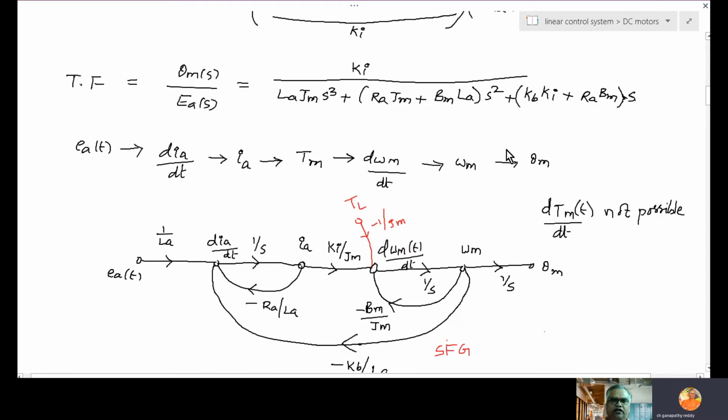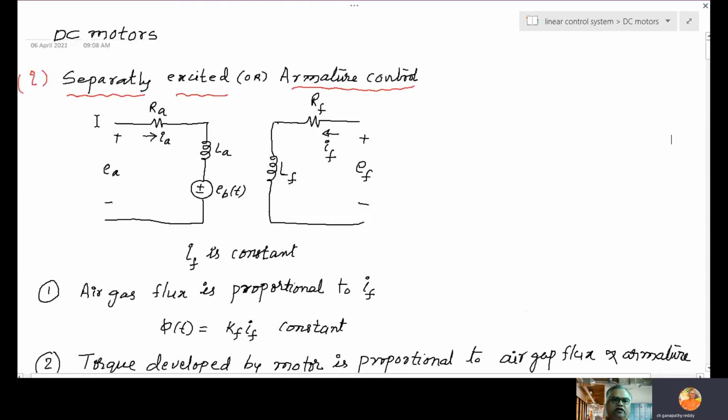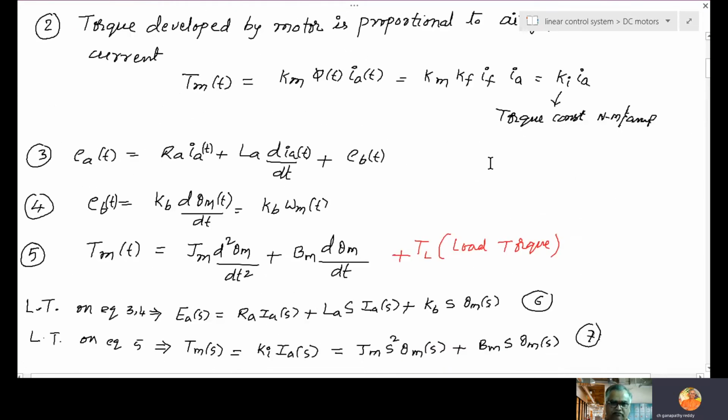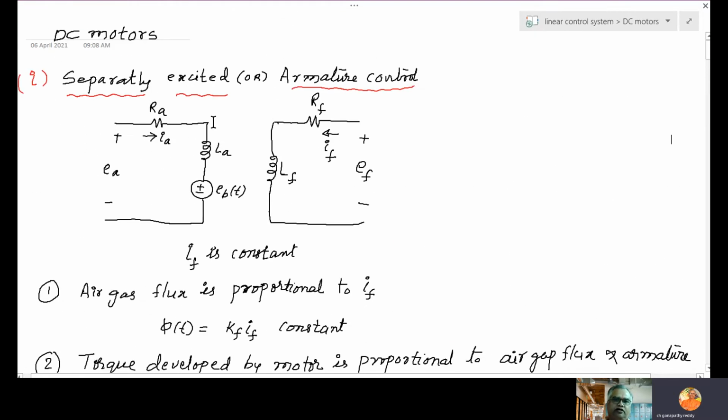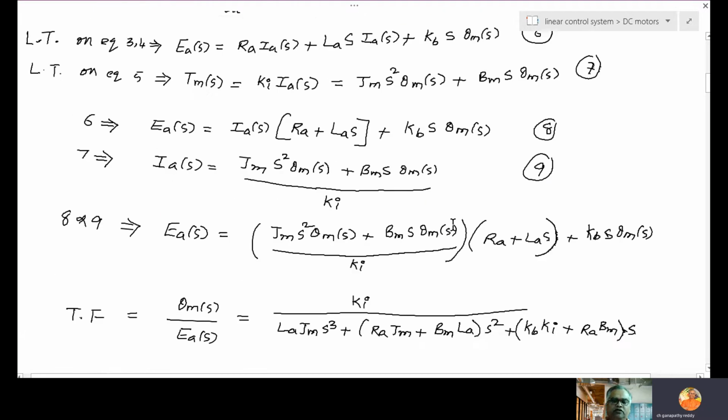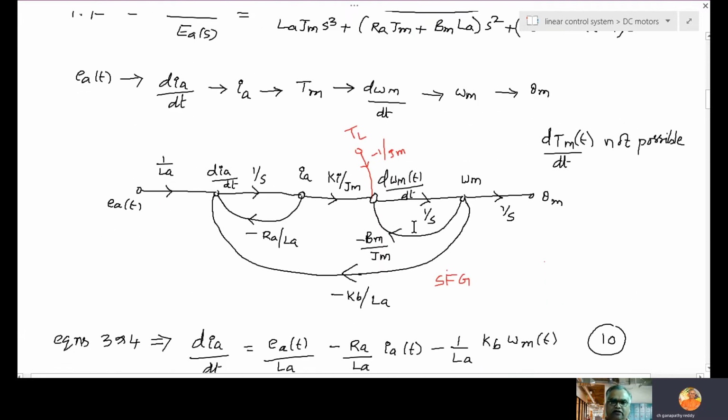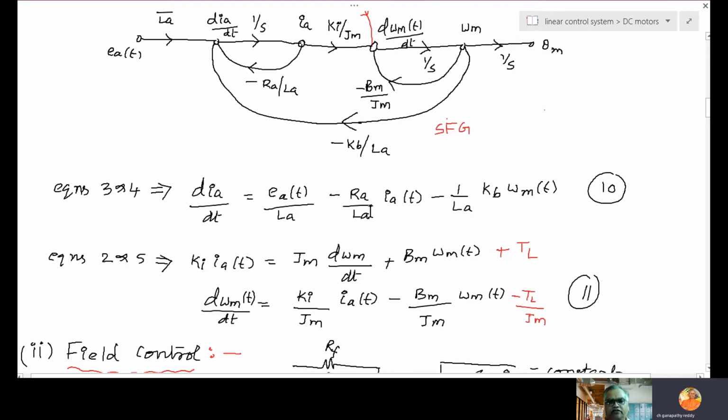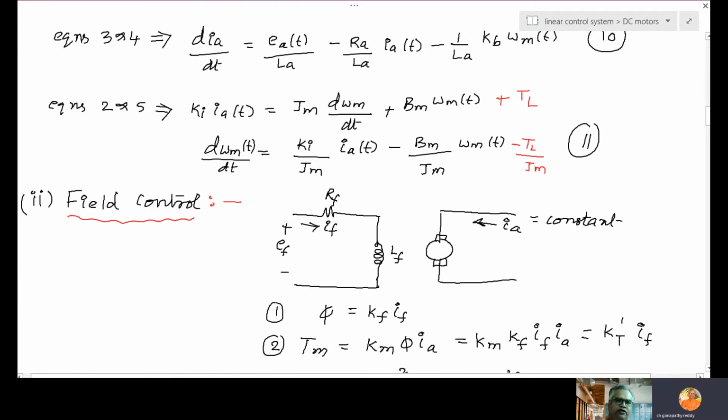So what kind of questions will they ask? Explain the separately excited DC motor and find the transfer function. Or explain the separately excited DC motor, show its signal flow graph and obtain the transfer function. So they ask the question in different styles. That's how you can show it. So that's over.